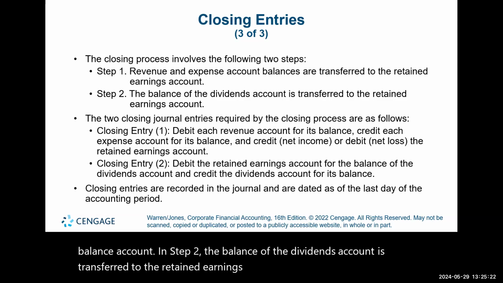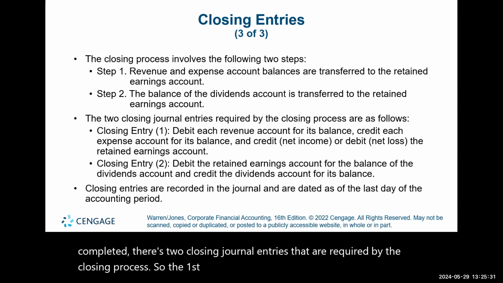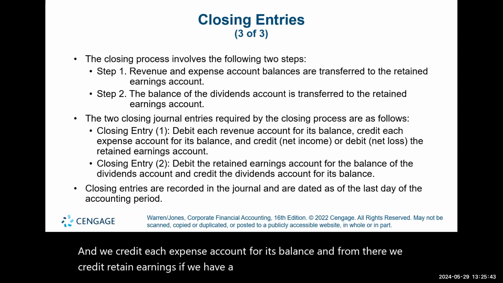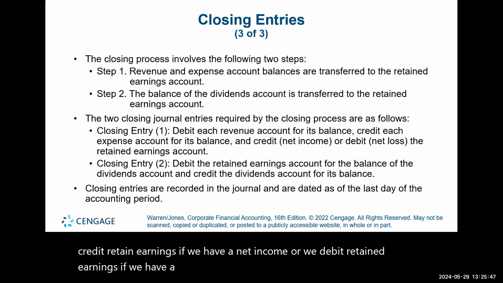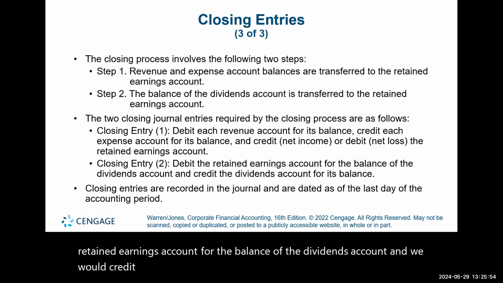After these two steps are completed, there are 2 closing journal entries required by the closing process. For the first closing entry, we debit each revenue account for its balance, and we credit each expense account for its balance. From there, we credit retained earnings if we have a net income, or we debit retained earnings if we have a loss. The second closing entry is to debit the retained earnings account for the balance of the dividends account, and we would credit the dividends account for its balance.